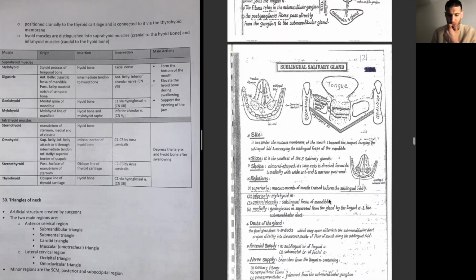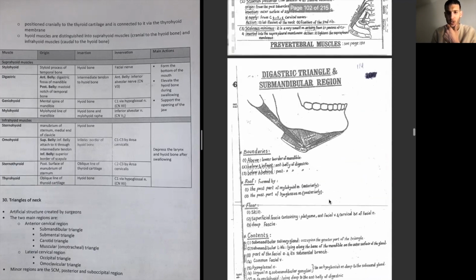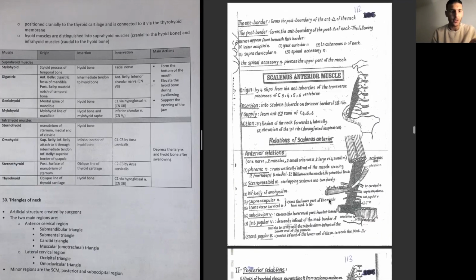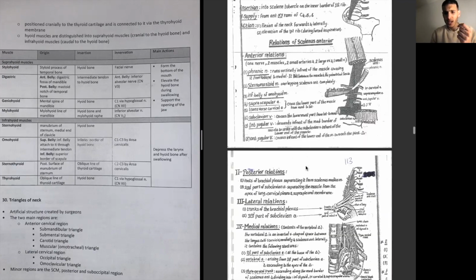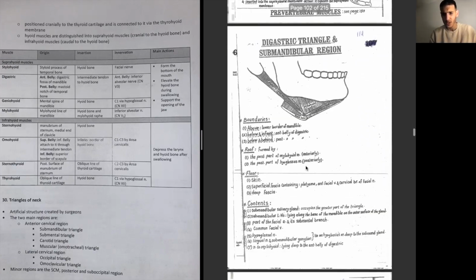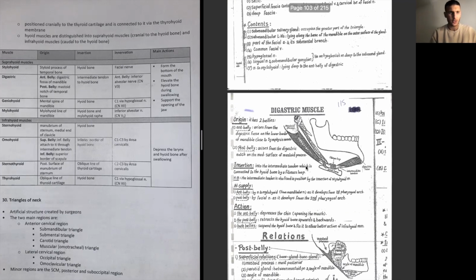I'm searching for a stylohyoid here. Okay, so we don't have it here, but you guys have it on this summary. So we have the digastric muscle. The digastric muscle is this one right here. It has two bellies, the anterior belly and the posterior belly.